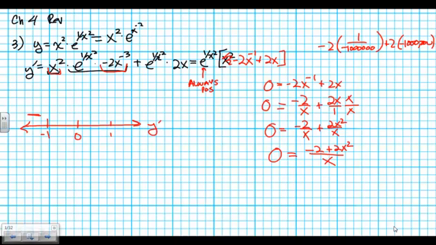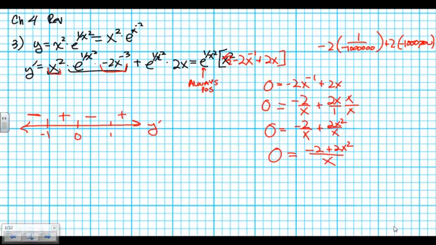Okay, what happens between negative 1 and 0? It's positive. What happens between 0 and 1? And then what happens between 1 and infinity? Positive. So, what does this first derivative table tell us?